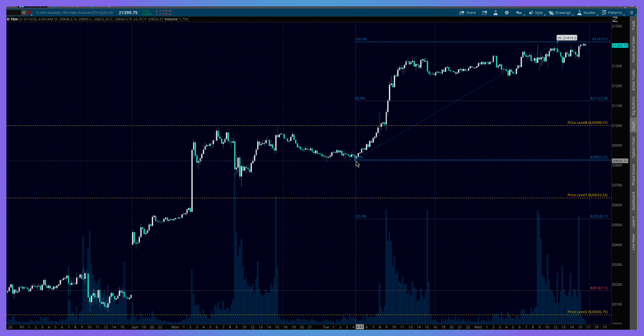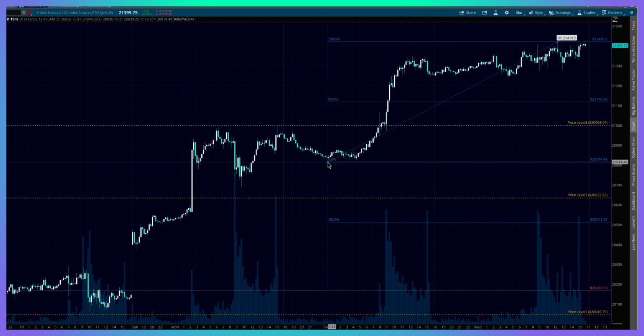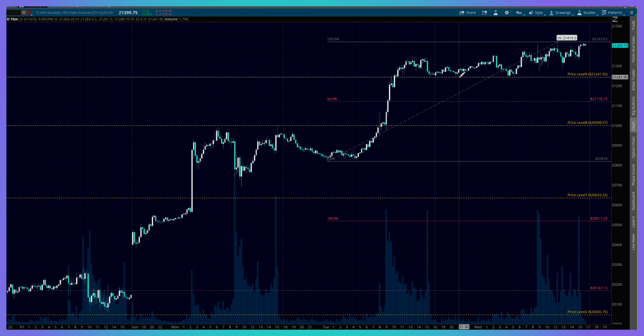The next thing that happened is it held that 21,240. That was the line. If you listened to the Moneyball morning report this morning, that's the number I said: that's the number to buy the NQ at today, the 21,240. It came right into it, did exactly what we wanted it to, and it's off to the races.